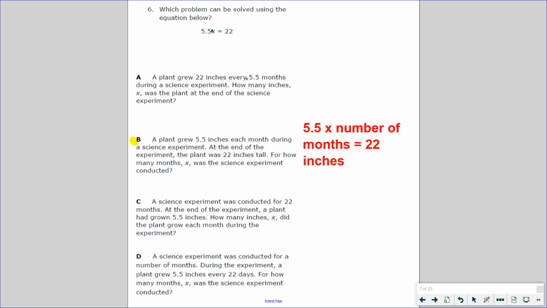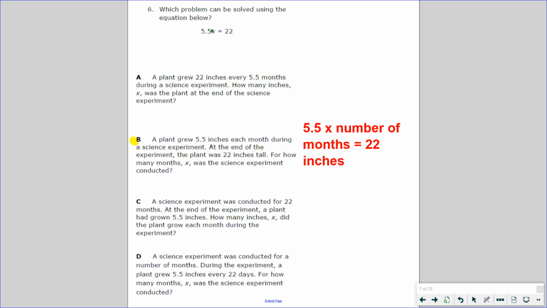So in this one, why would this one not be the answer? Because it grew 22 inches every 5 months. How many inches was the plant at the end? It didn't really give enough information to tell you how to solve it. So that's why A cannot be the answer.